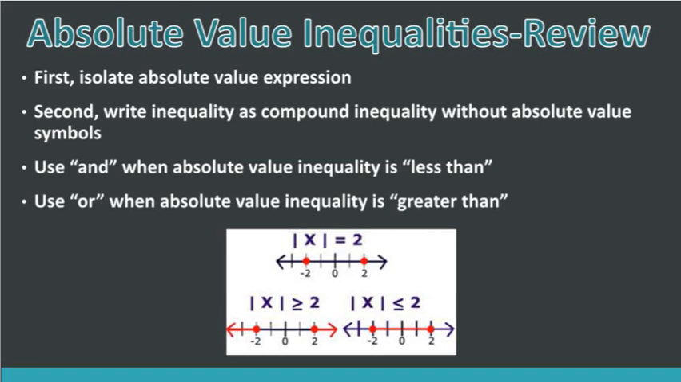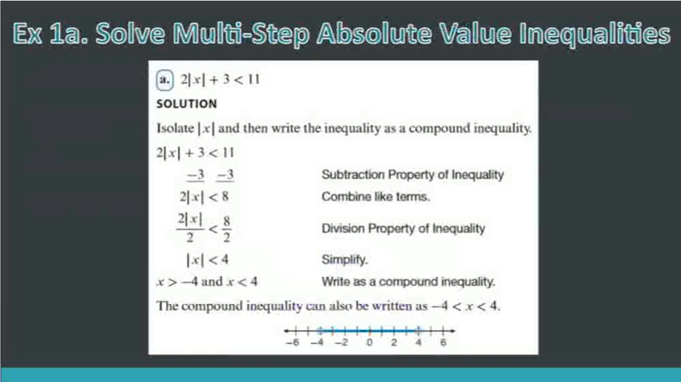In order to solve these types of problems, the very first thing you need to do is isolate the absolute value expression. The second step would be to write the inequality as a compound inequality without the absolute value symbols. And we had two key words when we were writing compound inequalities. You use and when the absolute value inequality is a less than. So that's our conjunction. The other compound inequality is a disjunction where we use or when the absolute value inequality is greater than. So let's look at an example.